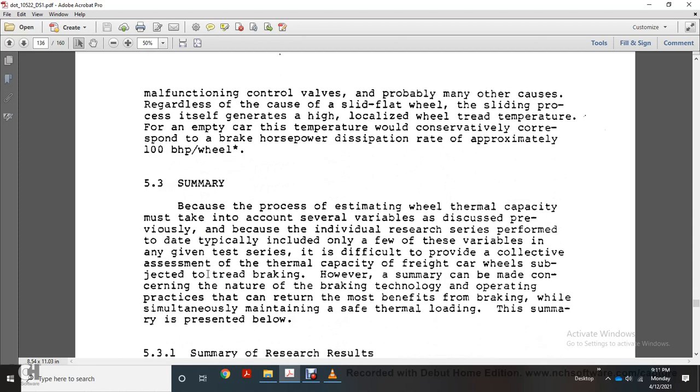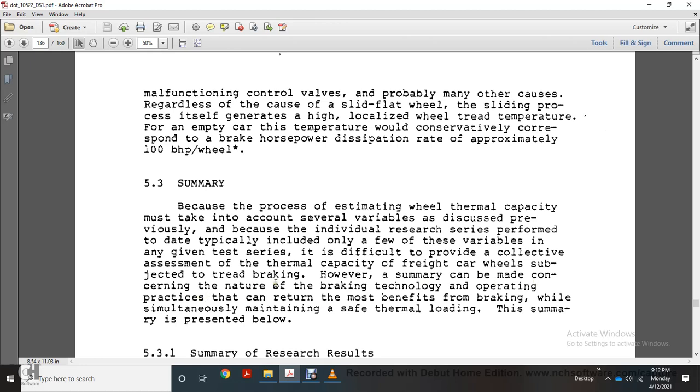Alright, in summary, the process of estimating wheel thermal capacity must take into account many variables. Because of the individual research observed in a series of tests performed, the test particularly includes one of the few variables given in the test here. It is difficult to provide a collective assessment of the thermal capacity of the freight car wheel subject to tread braking.